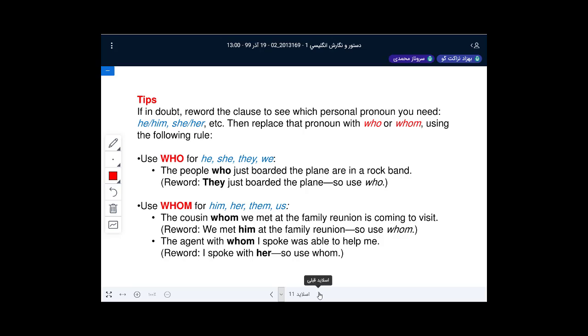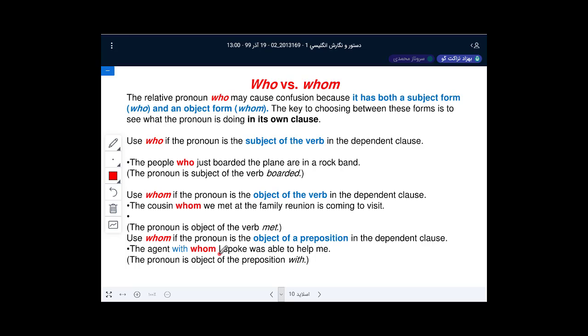The subject is I. Very good. We have the subject. When we use with whom, anyway, a clause should have its own subject. As you see here, we met. So we see the subject. As you see here, I spoke. We see the subject. And here, who just boarded. So the connector functions as the subject. But here, whom cannot function as the subject because it is the objective form. Very good.